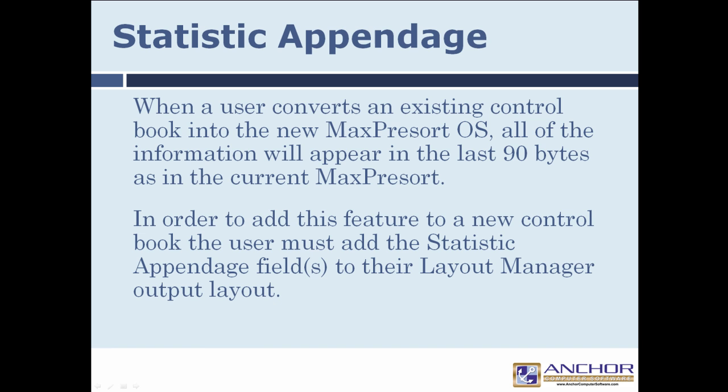Statistics Appendage. When a user converts an existing control book into the new MaxPresort OS, all of the information will appear in the last 90 bytes as in the current MaxPresort. In order to add this feature to a new control book, the user must add the Statistics Appendage fields to their Layout Manager output layout.